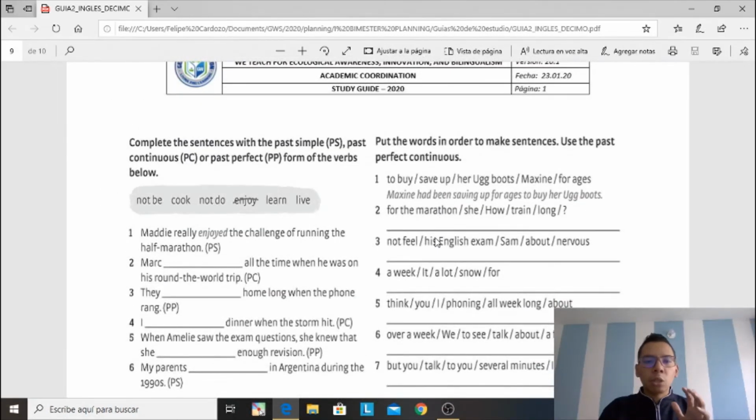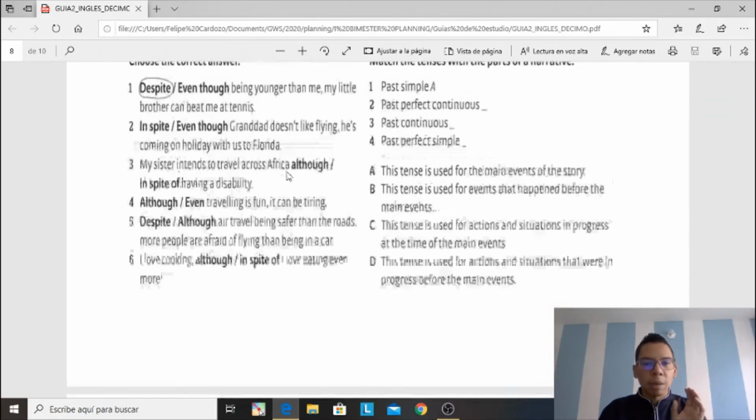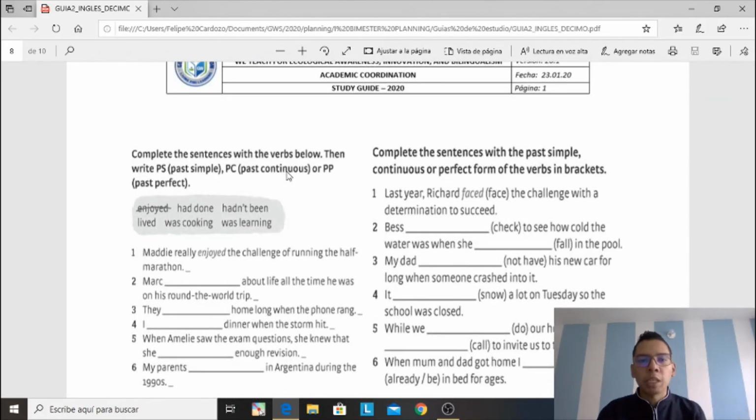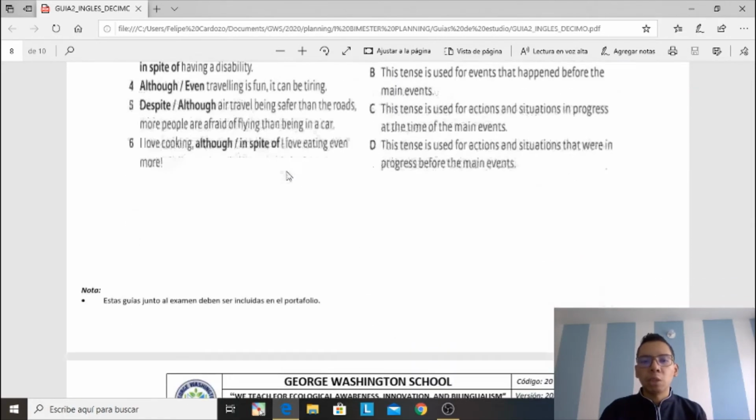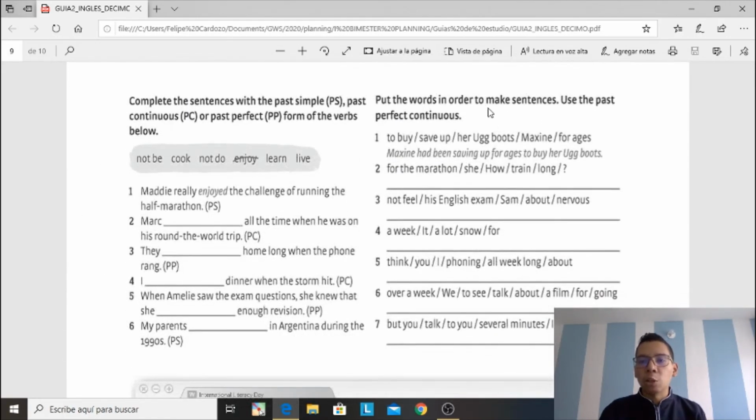Then you have to complete the sentences with the past simple. Again, it's kind of the same example that we have in this one, which is to complete with past simple, past continuous, and past perfect. And also in here, you have to put the word in order to make sentences.